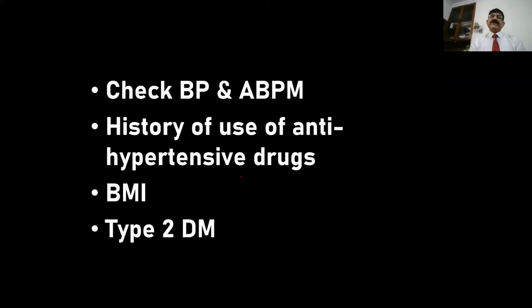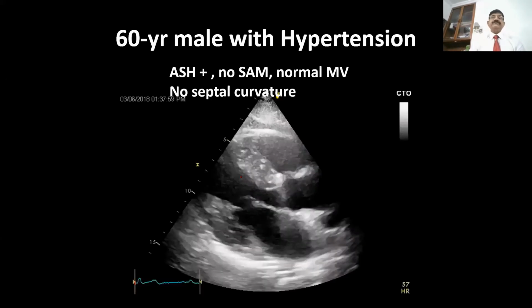Whenever you see left ventricle hypertrophy and you suspect it is hypertensive heart, usually the wall thickness does not exceed 16 millimeter. Occasionally it can be so. Check for blood pressure, and if you suspect masked hypertension, do an ABPM. Find out the history of use of antihypertensive drugs, body mass index, because if that increases, sometimes you can get concentric hypertrophy. And of course, type 2 diabetes history, because they can also present with wall thickness.